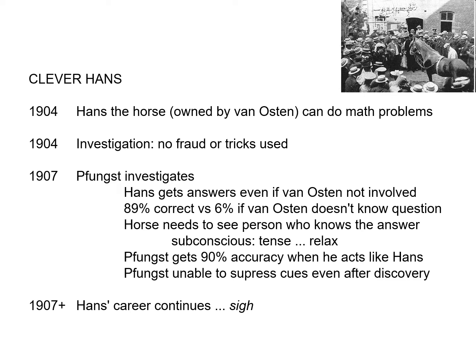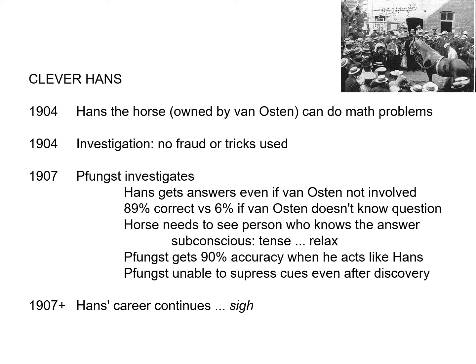So it turns out what was going on is that the horse needs to see someone who knows the question and the answer, and he's watching to see when they subconsciously relax, right? So everybody's kind of tense as the horse is tapping out the numbers. Once the horse gets to the correct answer, then people subconsciously relax. And if Van Osten is there, the horse is looking at him. If Van Osten is not there, the horse is looking at everybody else, and they're doing the same thing. And of course, if Van Osten is there and he doesn't know the question, then he doesn't know when to relax, so then the horse gets it wrong.